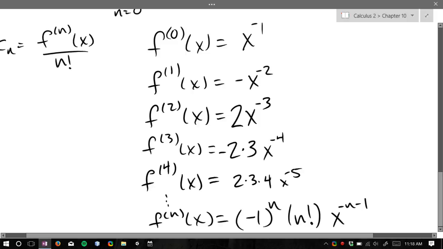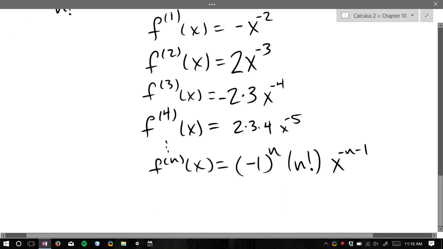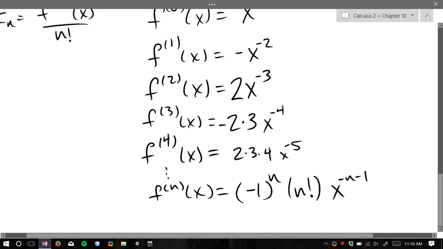A lot of times testing the first and the last one you wrote down will be good enough. Maybe one in between just to be safe. So 0 minus 1 is minus 1. That gets me x to the negative first. And then if I look at the last term I bothered to compute, 4, negative 4 minus 1 is negative 5. So first and last term match up. OK, questions on this?